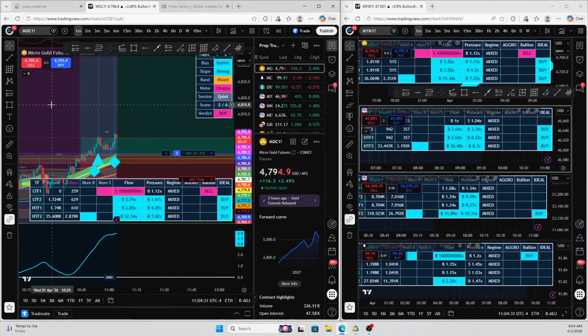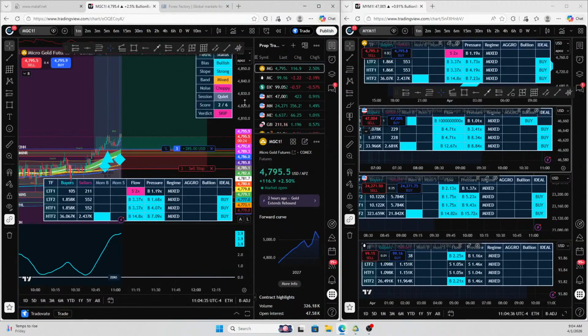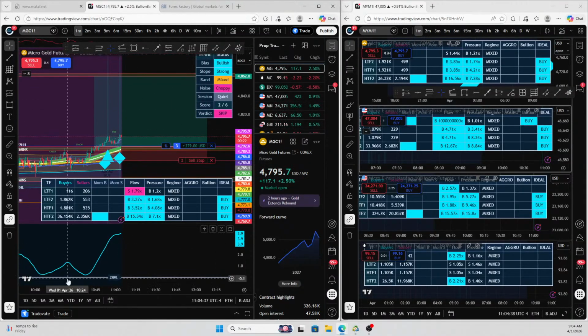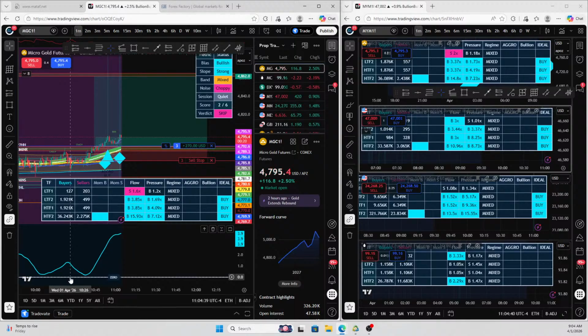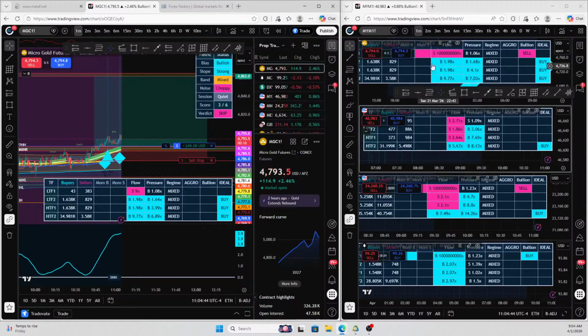So we don't want any level to get retested, like it got retested here. Now we want to see it keep pushing up. Yeah, we might have a continuation day today for the rest of the day, depending on if the volume continues pouring in.